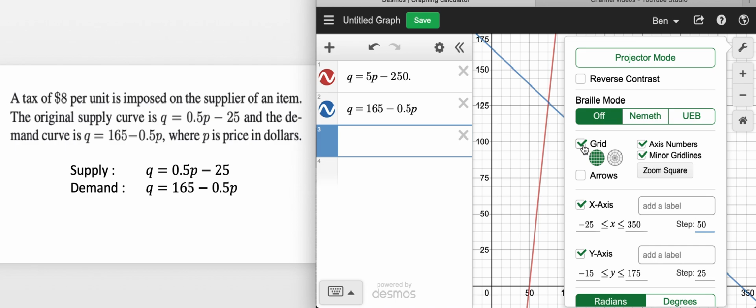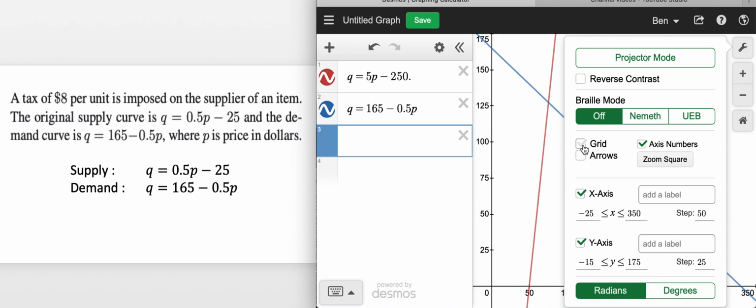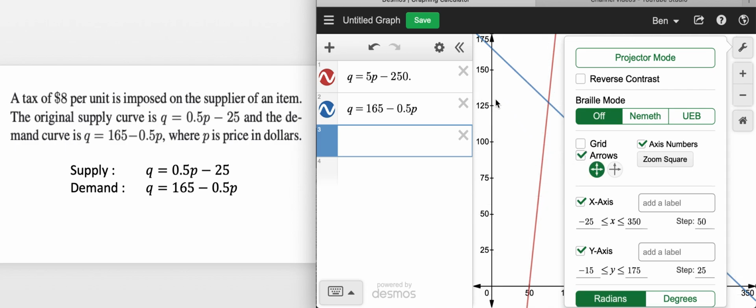All right, I don't prefer to see the grid, so I'm going to take the grid away. I do like to see the arrows and the axes, so I'll put that in. And I do like to see labels. So the y-axis in this case represents the price per item. So I'm going to label that price. And the x-axis represents the quantity.